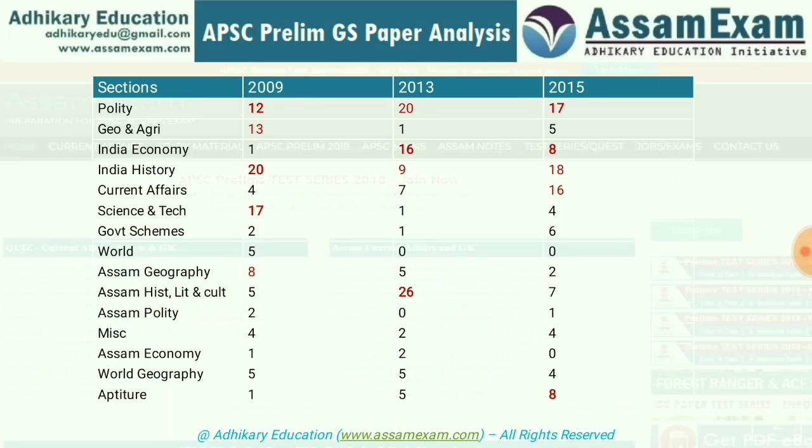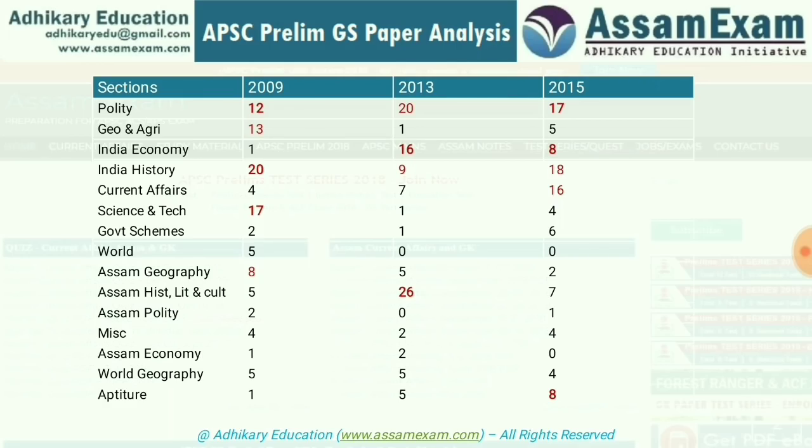Then in 2013 geography came very less. This is geography excluding Assam geography. Indian economy, see, earlier we thought Indian economy was not coming too high, but then in 2013 Indian economy came in a very large number, that is 16. But these are unexpected, you can say. Maybe these are related to government economic policies and some current affairs, that's why the number is high. Then another topic, Indian history.